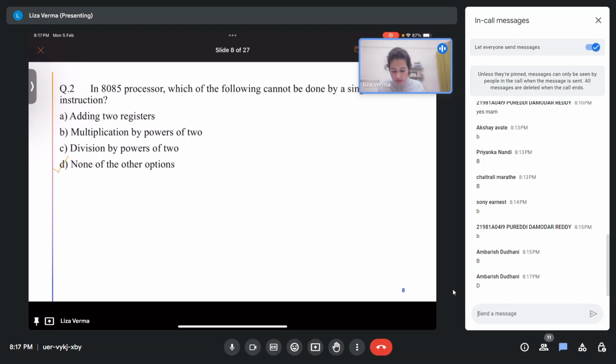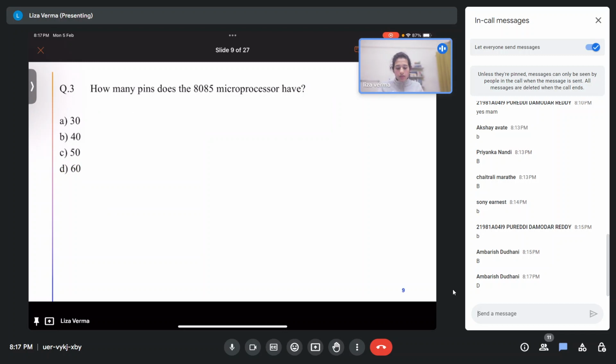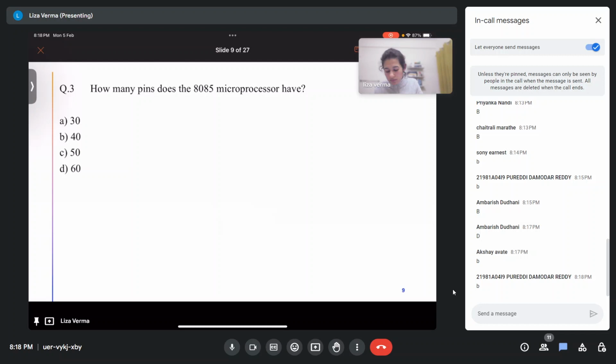So, next question. How many pins does 8085 have? 40. B, ma'am. Everyone says B. B is the correct answer.